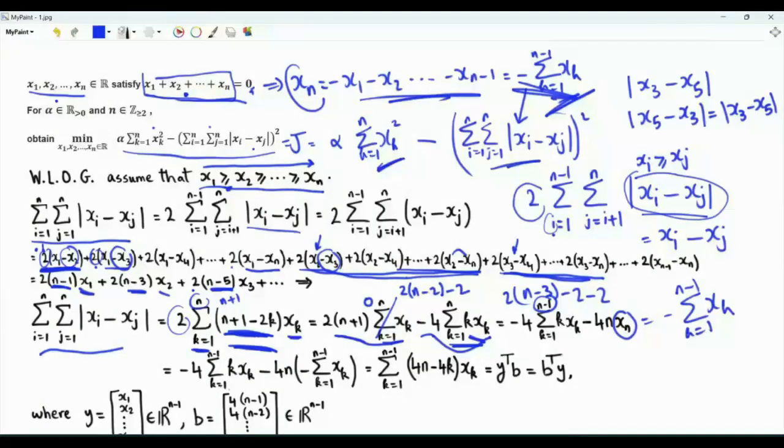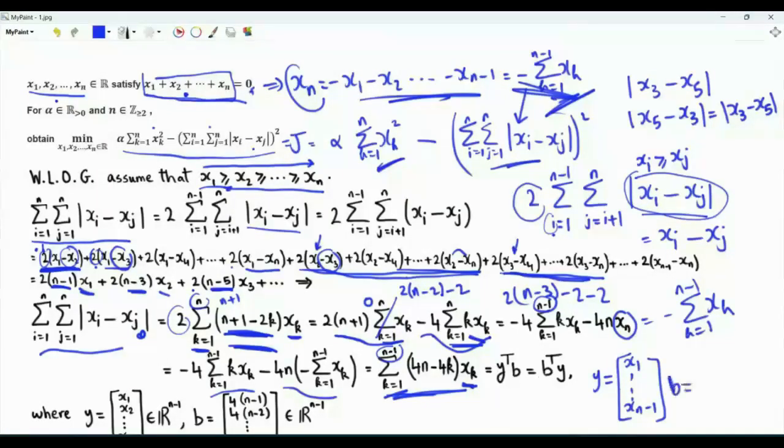This double sum now is written in terms of the optimization variables from x1 to xn minus 1. When we combine these two sums, we get that the double sum is summation k from 1 to n minus 1 of xk multiplied by 4n minus 4k. We can think of this summation as an inner product of two vectors. Vector y contains the optimization variables from x1 to xn minus 1.